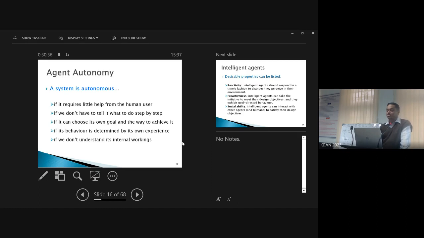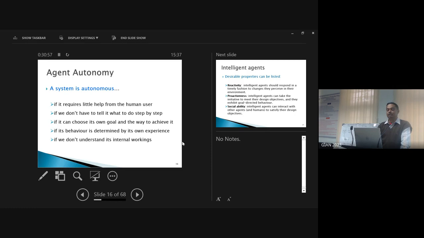If it can choose its own goal and the way to achieve it. So whenever an agent is working, as I said, it is purposeful. Purposeful means it has some goal in its mind. And according to that goal, it will try to achieve it.